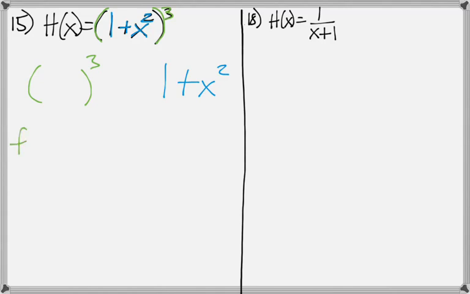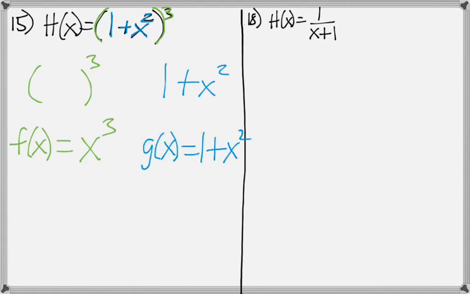So this is going to be f of x is equal to, now I can't leave it as a parentheses, I need to say what is something that we can plug numbers into, and that would be x. So instead of using parentheses, I do want to call this x cubed. And then the other function would be g of x is equal to 1 plus x squared. So that'll be our answer.